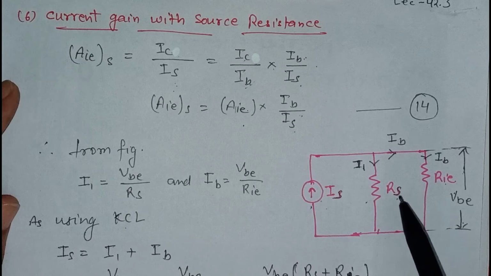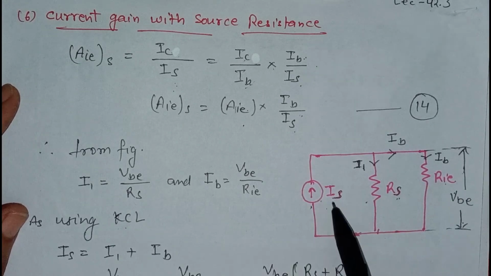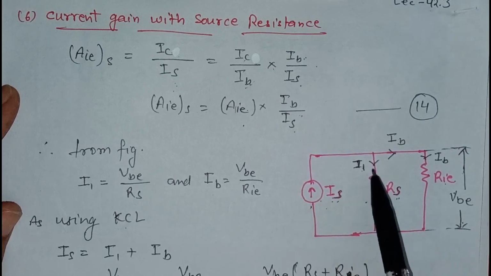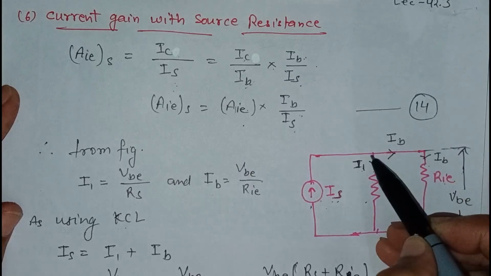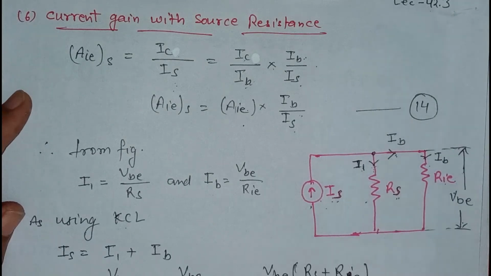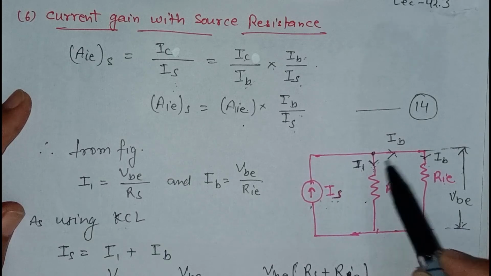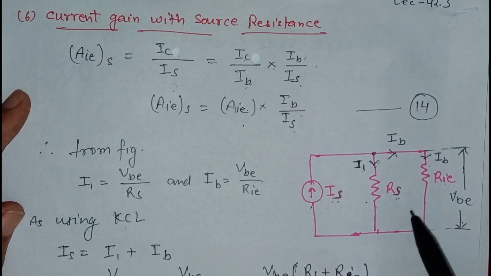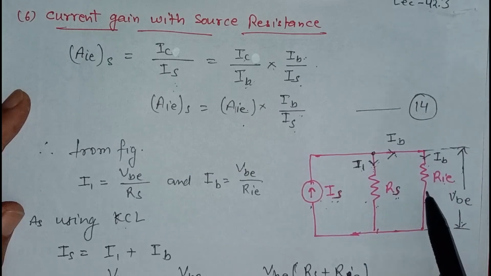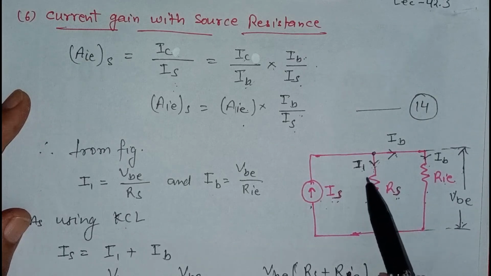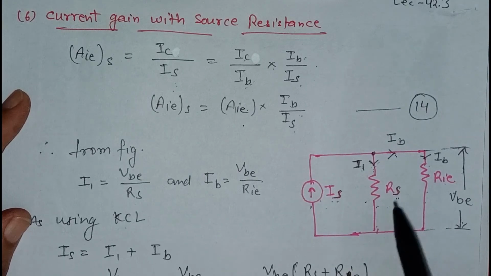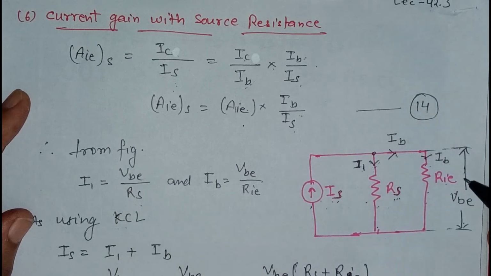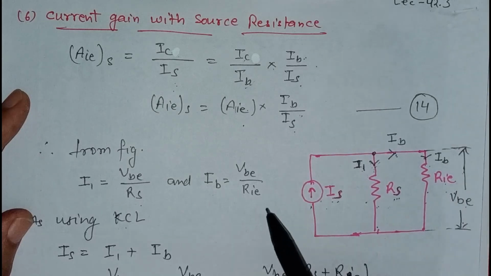Now we will use this circuit to find the values. As we know, this current IS is distributing in this branch and this branch. So IS is equal to I1 plus IB, because at this node the current is dividing. First of all we will find I1. As VB is in parallel with this resistance and also with this resistance, the voltage here is also VB. So current I1 is equal to the voltage across this resistance upon Rs. So I1 equals VB upon Rs, and similarly IB equals VB upon RIE.